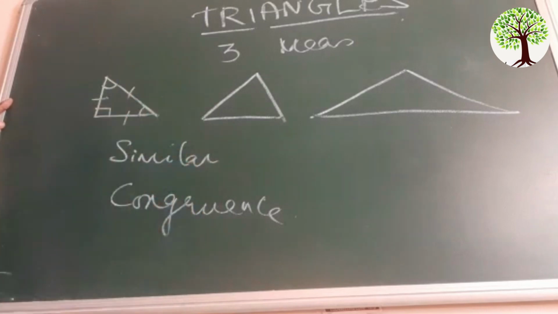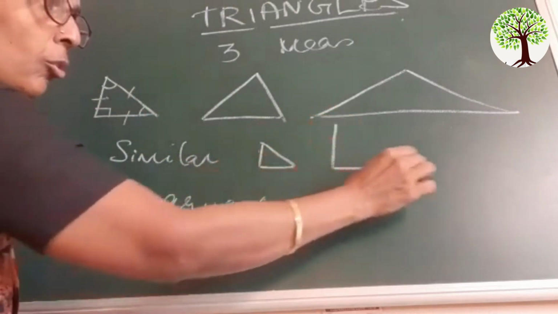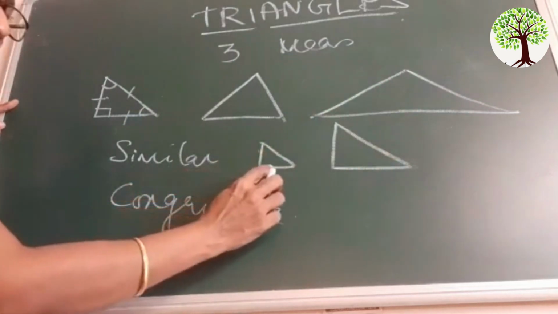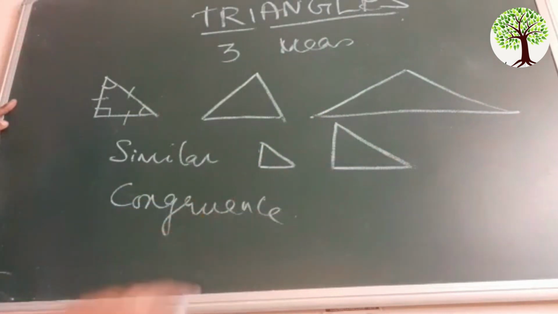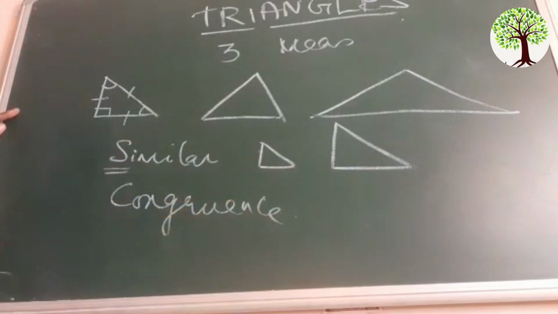Suppose I take the same triangle. This is a triangle. This is also a triangle. When you check it, we can find the shapes are the same. So, we call it a similar figure. So, similar represents the shapes are the same.